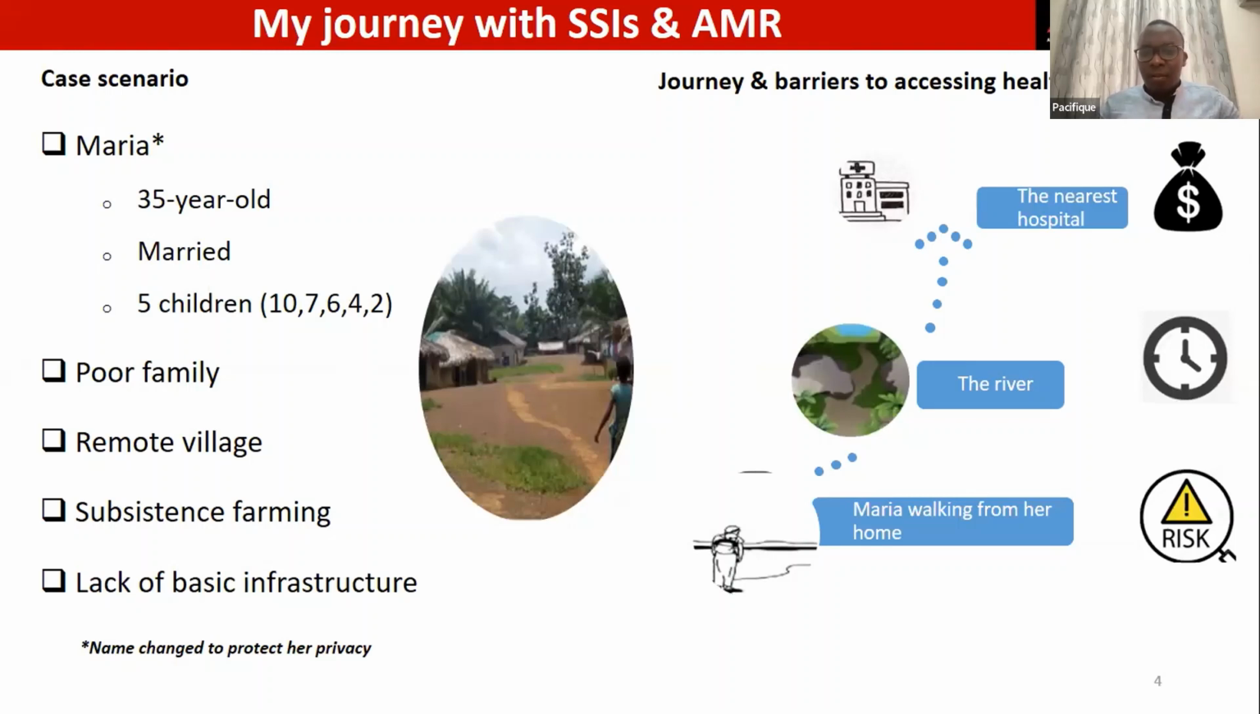This involves risks. She may have an accident, but it's also time consuming because she spends time traveling to and from the hospital, and there is a high risk of financial burden because she has to spend her money, and she's from a poor family, just for traveling to the hospital, but also for accessing health services. Next.